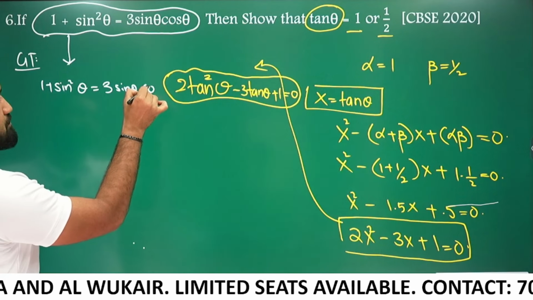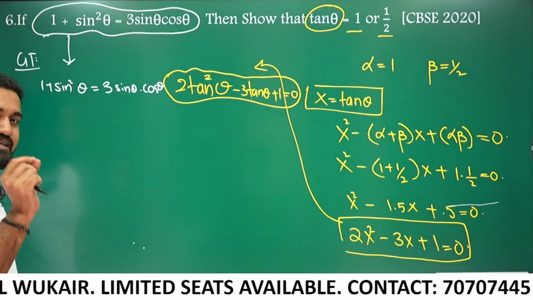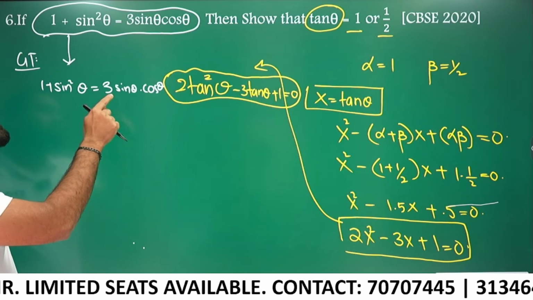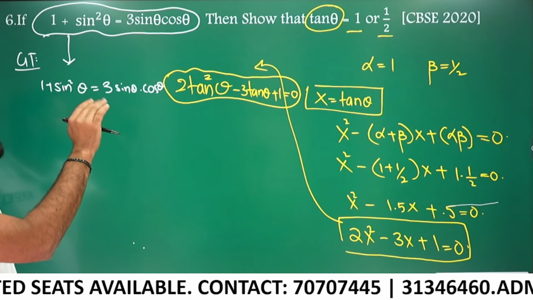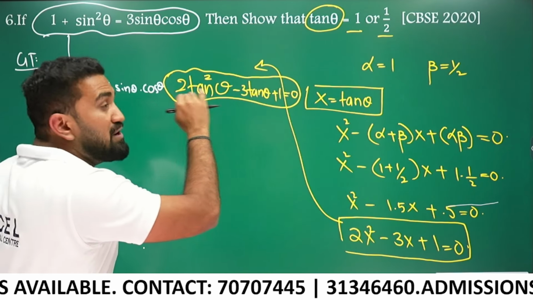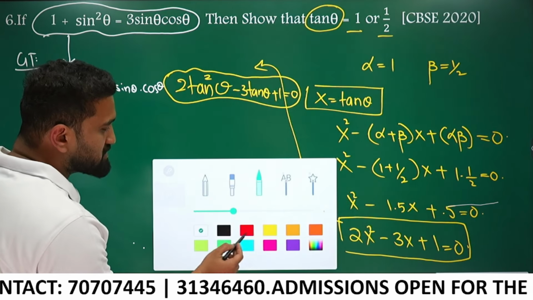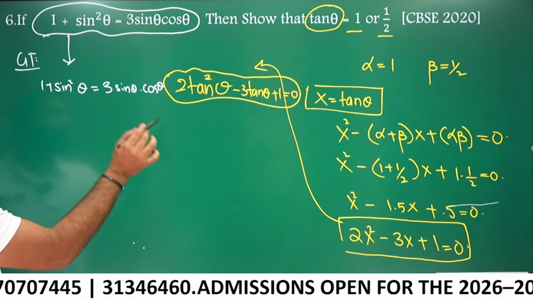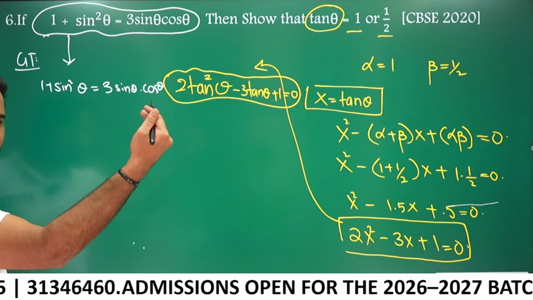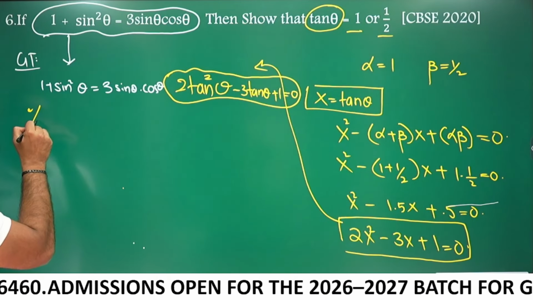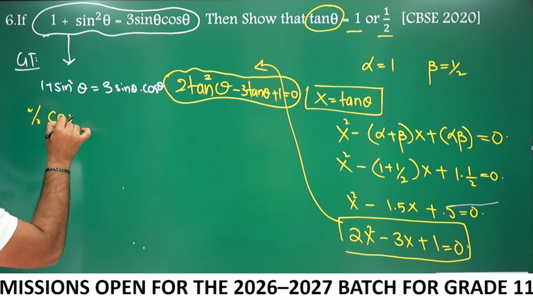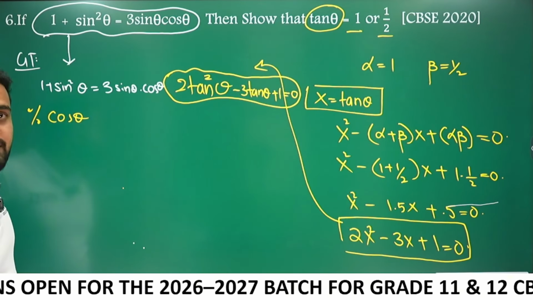People, it is something that contains sine, cos, right? You need to generate something that contains only tan. So how are you able to generate something in terms of tan? You know that tan is sine by cos, right? You better divide by cos theta through the entire terms of LHS and RHS.